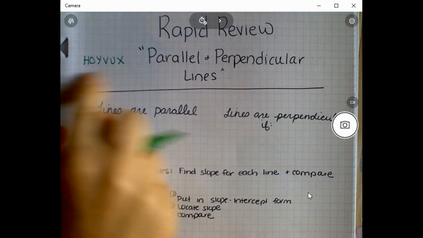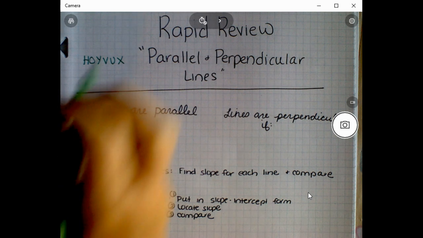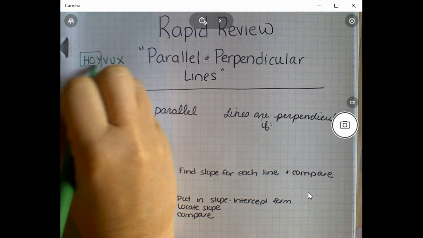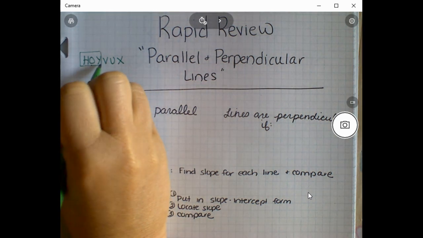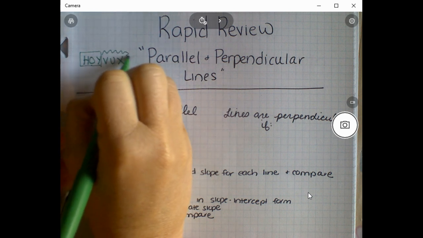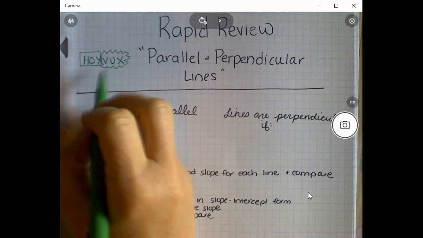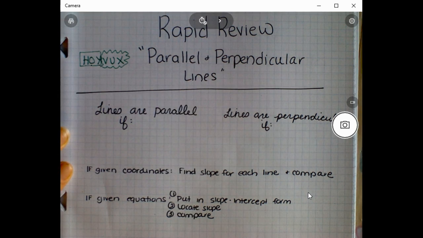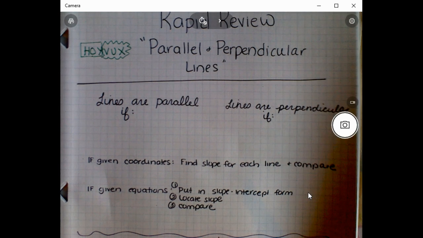So we've used this little acronym. Remember, this part is about horizontal lines with a slope of 0 and a y equals equation. And this part is about vertical lines with an undefined slope and an x equals equation. But now we're going to talk about the formal equation of parallel and perpendicular lines.